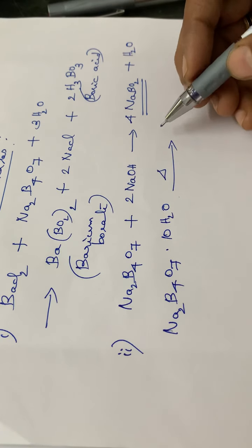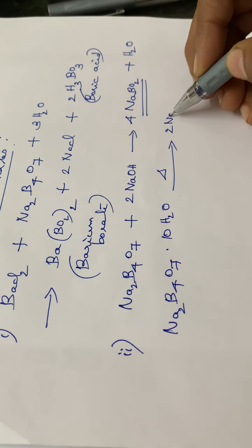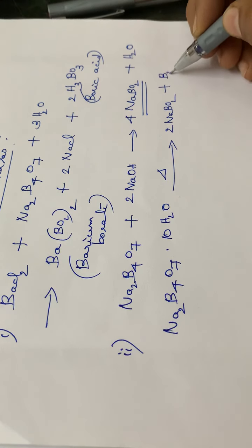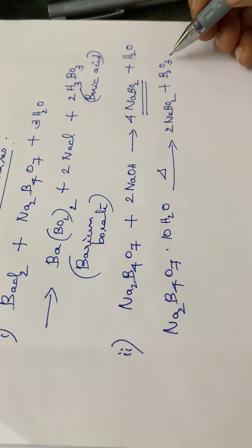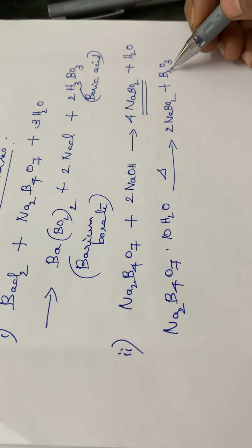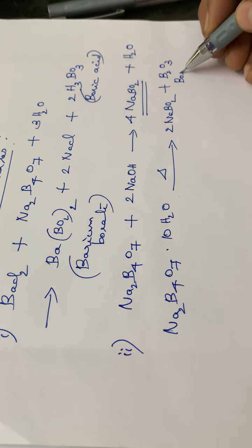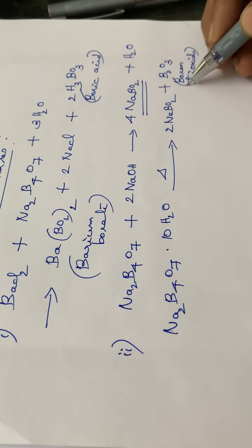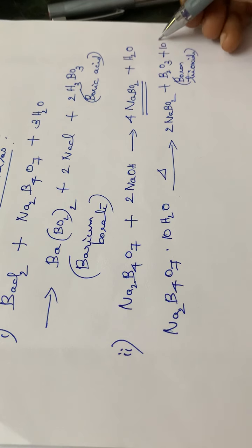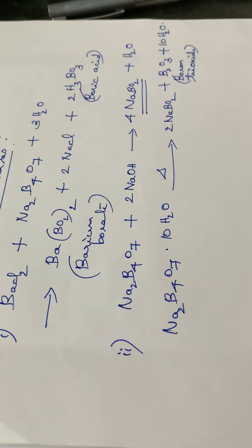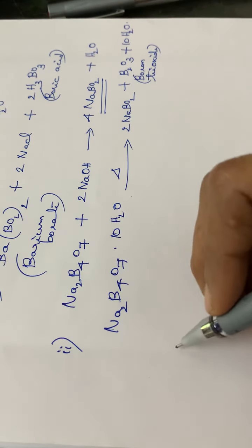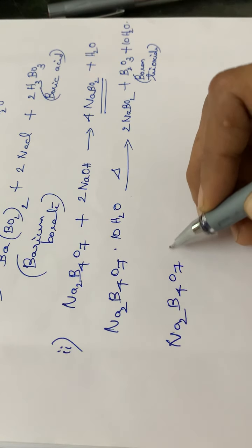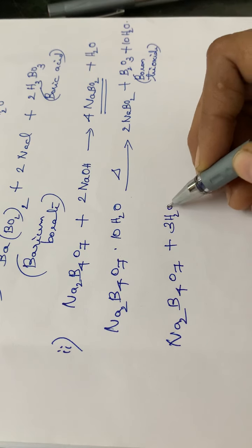On heating, we will be having 2NaBO2, that is sodium metaborate, plus B2O3. B2O3 is boron trioxide, or we can say diboron trioxide. Simply it is boron trioxide, plus 10H2O. Okay. Then another reaction of this borax is Na2B4O7 plus 3 molecules of water.